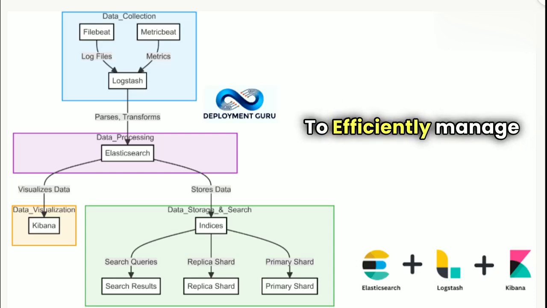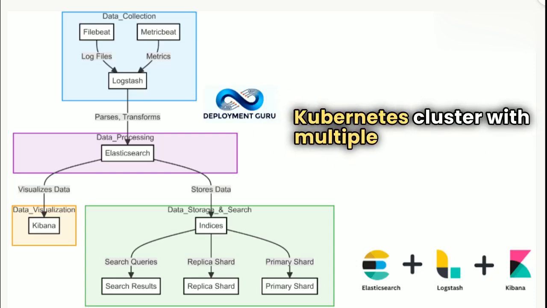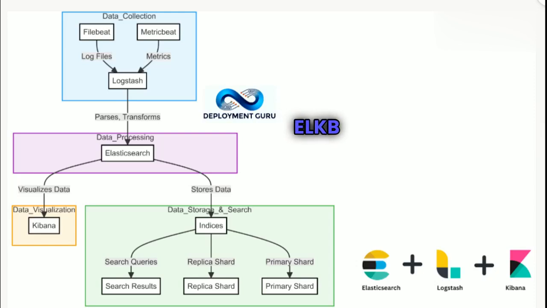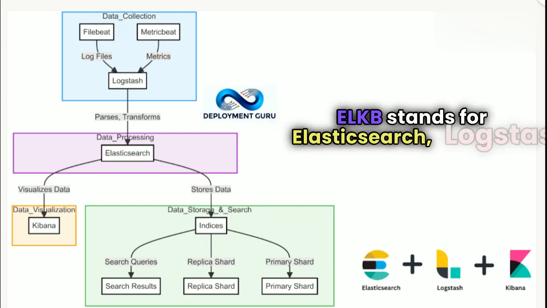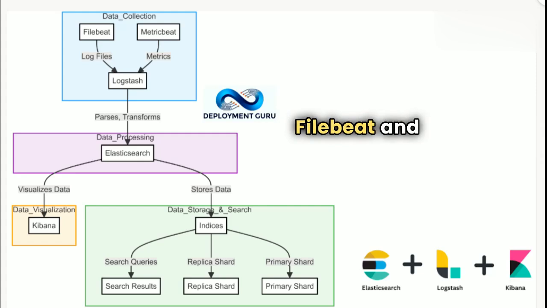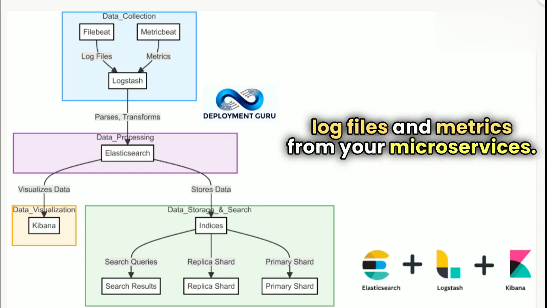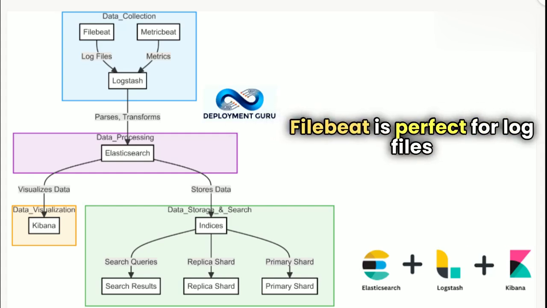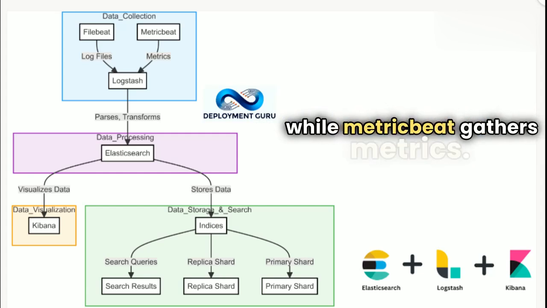To efficiently manage logging in a Kubernetes cluster with multiple microservices, the ELKB stack is a powerful solution. ELKB stands for Elasticsearch, Logstash, Kibana, and Beats. Data collection: FileBeat and MetricBeat collect log files and metrics from your microservices. FileBeat is perfect for log files, while MetricBeat gathers metrics data.